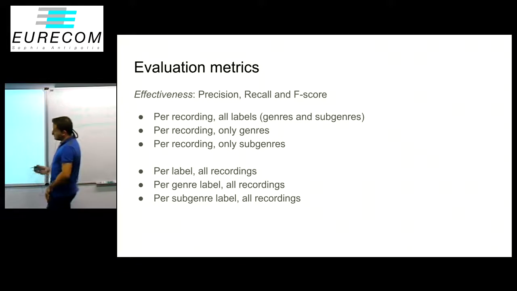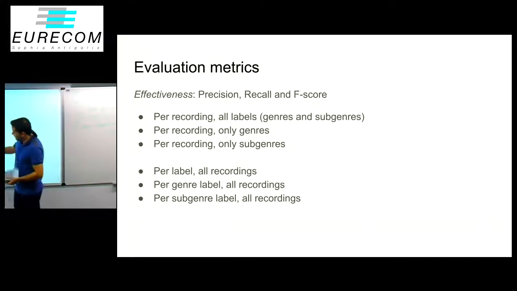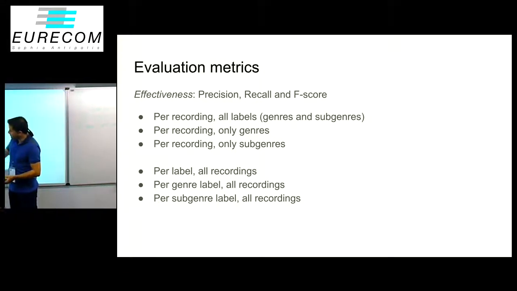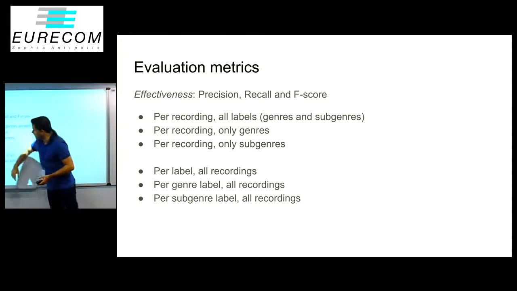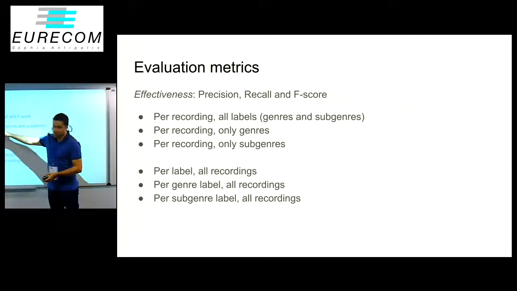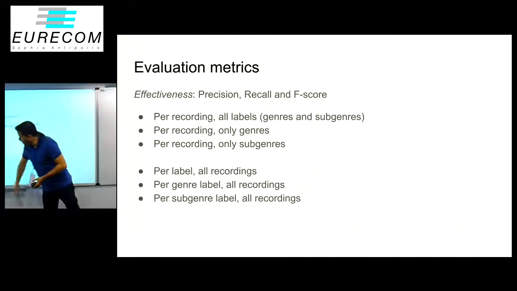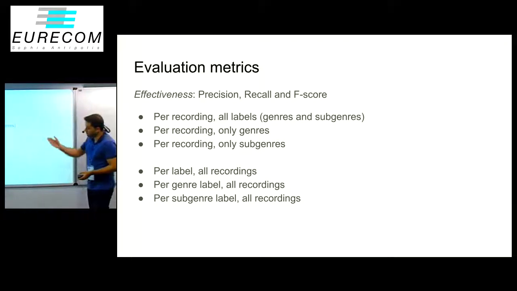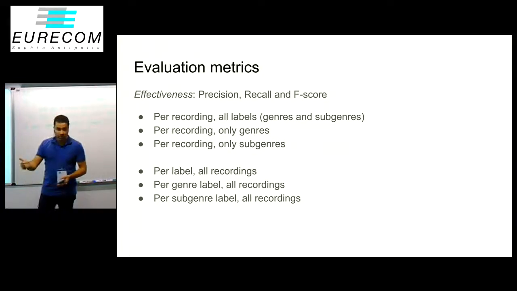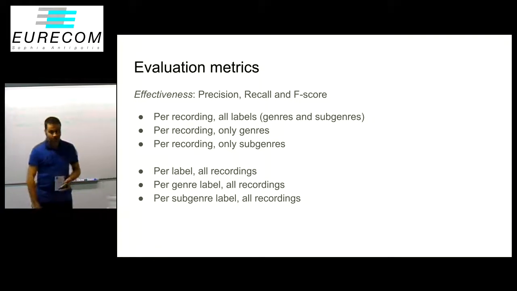So we use basic stuff, precision, recall and F-score. And we have like 2 sets of results. One is looking at all the recordings and then evaluate considering all the labels, only the genres or only the subgenres, and we get the scores. The other side of the picture is we look at the labels and compute precision, recall, F-score based on all the labels or all the genre labels or all the subgenre labels. So we have many different scores, many different numbers.